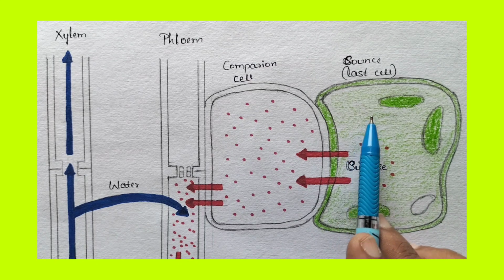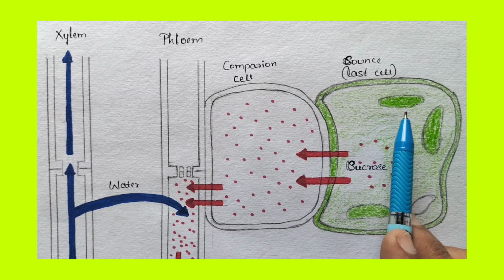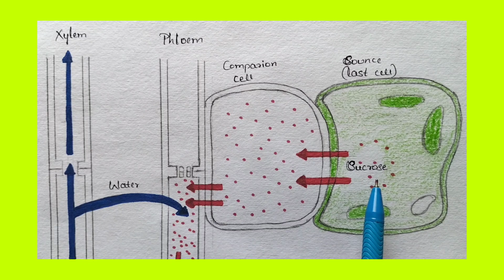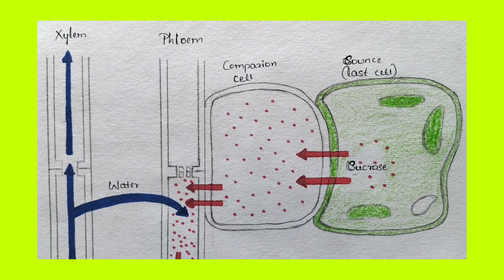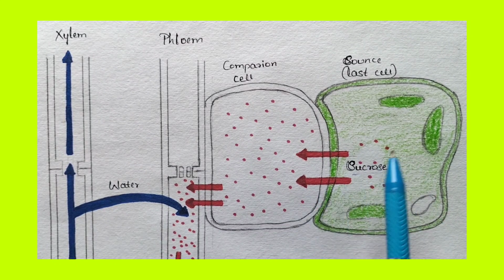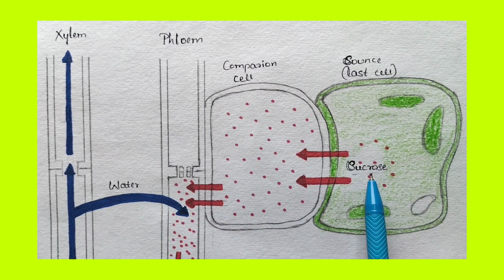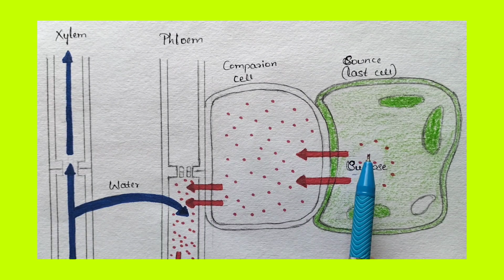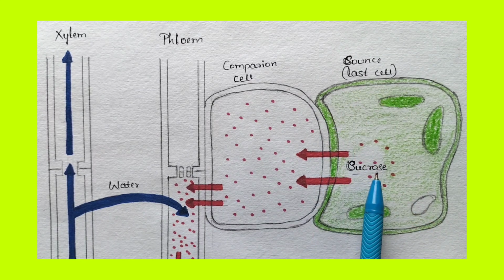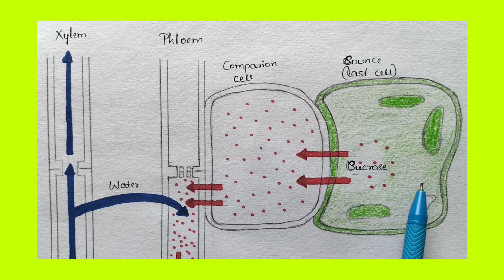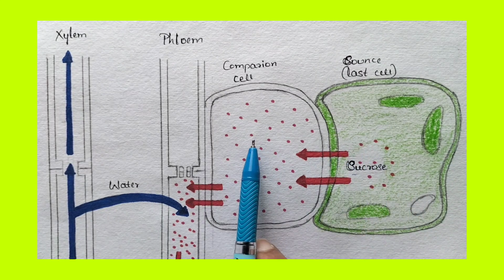Leaf cells contain water and also carbon dioxide. With the help of these, the plant will prepare its food. The food prepared is in the form of sucrose. So the food is stored as sucrose. By using some ATP energy, the food present in the form of sucrose in the leaf cell will move into companion cells.